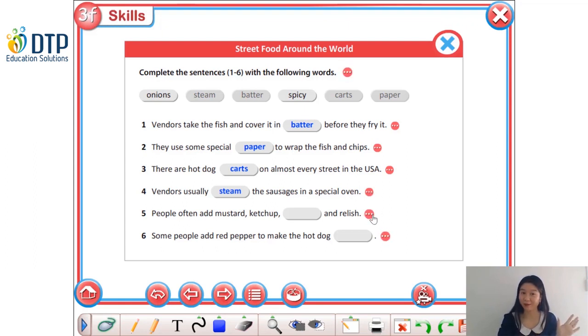How about number 5? People often add mustard, ketchup, onions, and relish. And number 6, some people add red pepper to make the hot dog spicy. That's right, it's spicy. Well done, everybody.